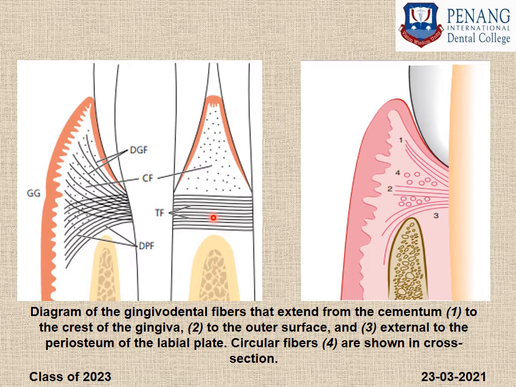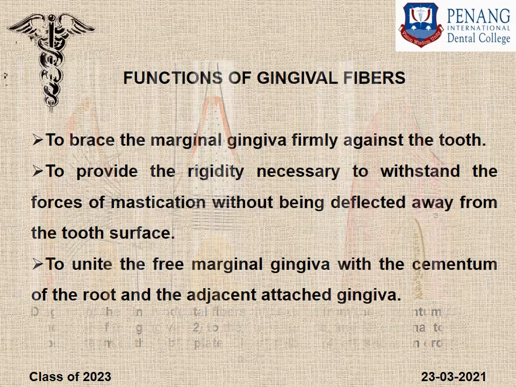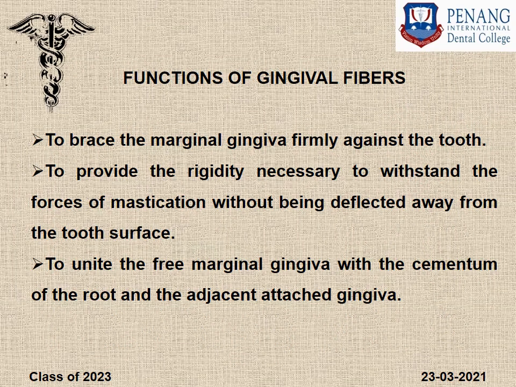So to reiterate again, there are going to be 3 main fibers which are present. One is your gingivo-dental fibers, which are of 3 directions, which you could see here. Second is your circular fibers, and third is your transeptal fibers. So what are the functions of gingival fibers? It is to brace the marginal gingiva firmly against the tooth and to provide the rigidity necessary to withstand the forces of mastication without being deflected away from the tooth surface. It is to unite the free marginal gingiva with the cementum of the root and the adjacent attached gingiva.